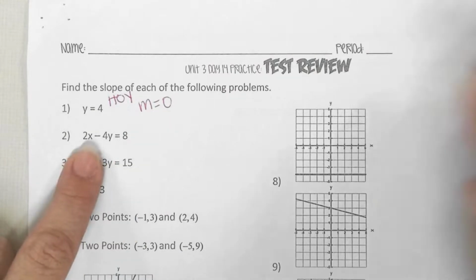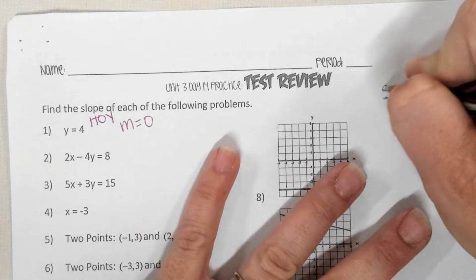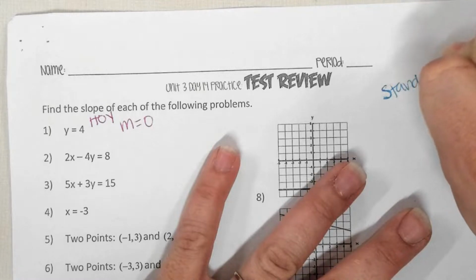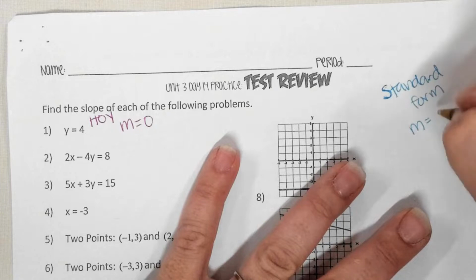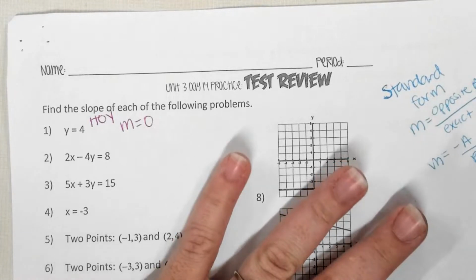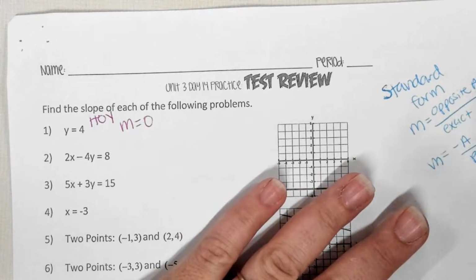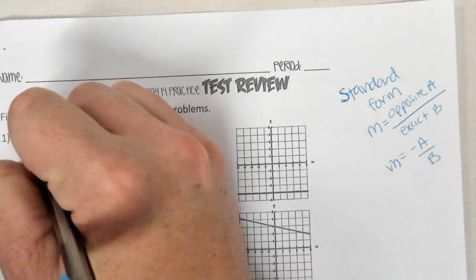Okay, here we have standard form. So just a reminder, slope from standard form. Standard form slope is opposite of A over B. It's also negative A over B. Same thing, just this makes more sense to some of y'all. So opposite of A over B. So knowing that this is A, B, C.